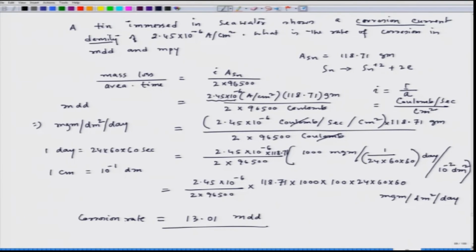So, we will solve the other part, which is in the MPY, in our next lecture.